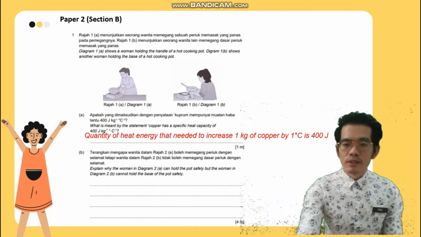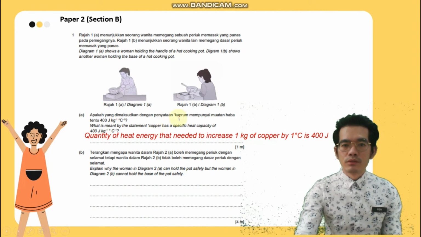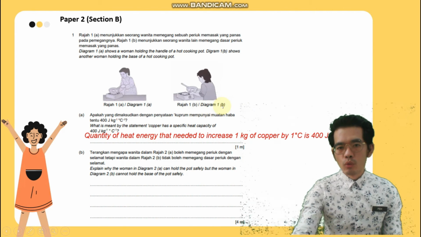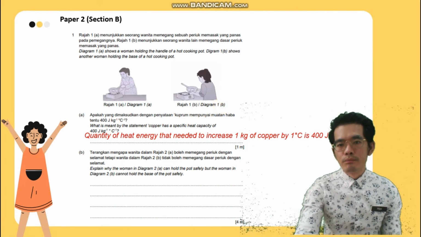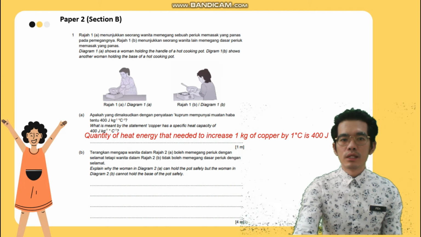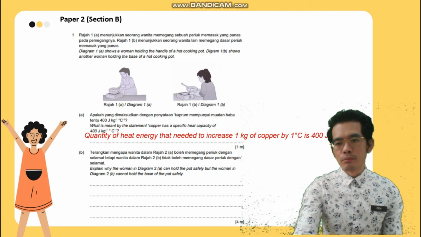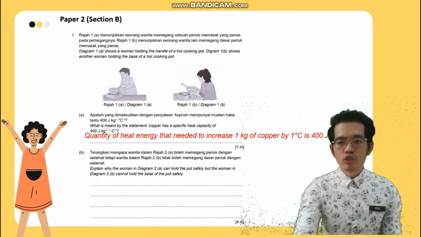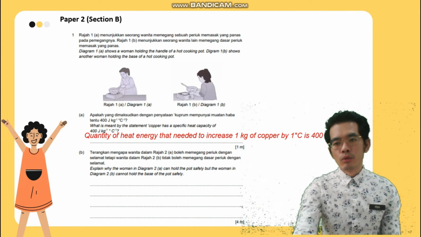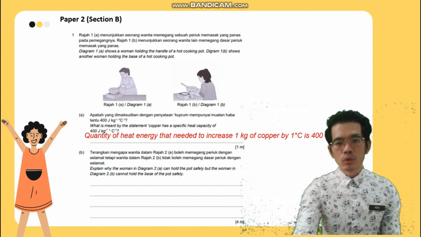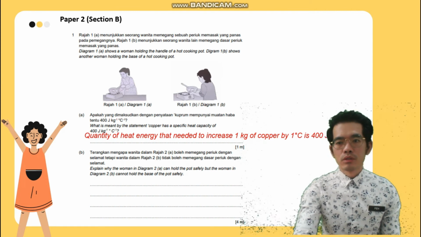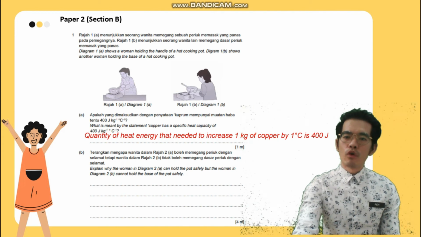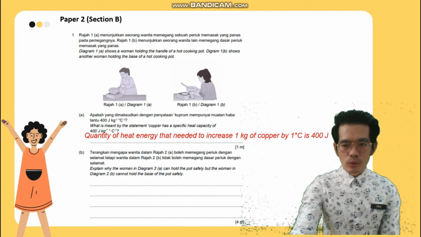Okay. So another 2 marks will be about diagram 1B. The woman's hand is holding the base part of the cooking pot. The base part of the cooking pot is normally made up of smaller specific heat capacity material. So its temperature will increase quickly, or you can mention it becomes hot quickly. So this will be 4 marks. Let us see the answer together.